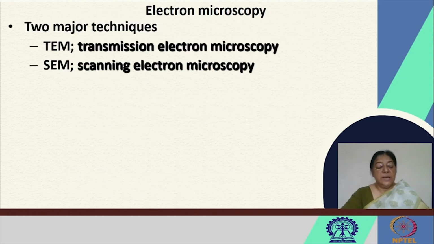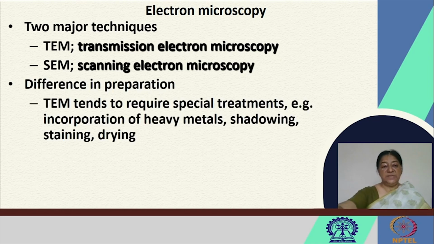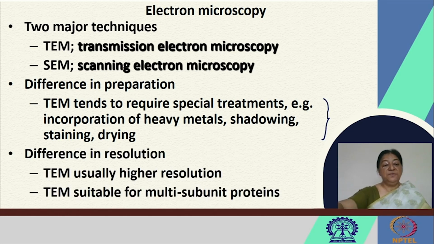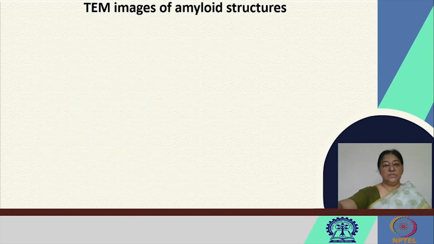In electron microscopy, there are two major techniques: transmission electron microscopy and scanning electron microscopy. The difference lies in the preparation, and there are special treatments by which we can define our methodologies. There is also a difference in resolution, because transmission electron microscopy has higher resolution and is useful for multi-subunit proteins.